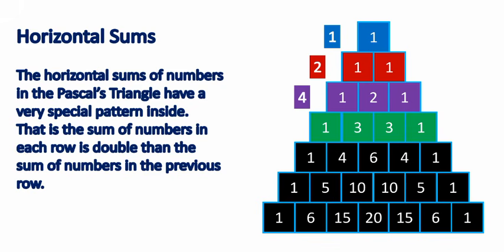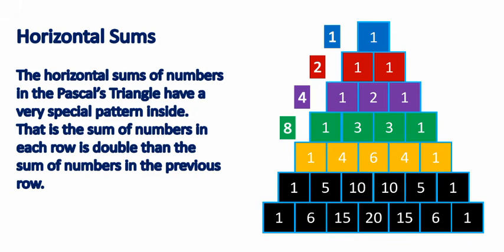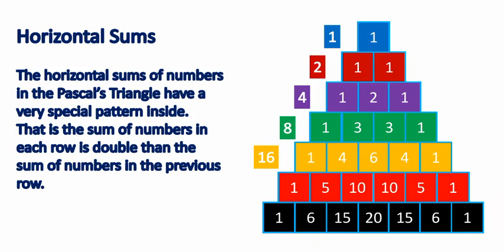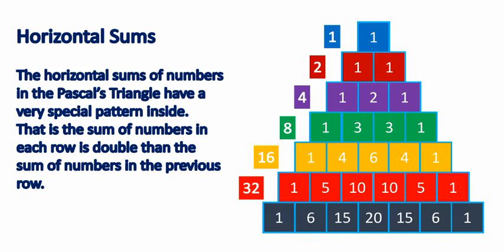In the next row, we have 4 numbers whose sum is 8, which is double 4. In the next row, we have 5 numbers whose sum is 16, which is double 8. In the next row, we have 6 numbers whose sum is 32, which is double 16. And in the next row, there are 7 numbers whose sum is 64, which is double 32.